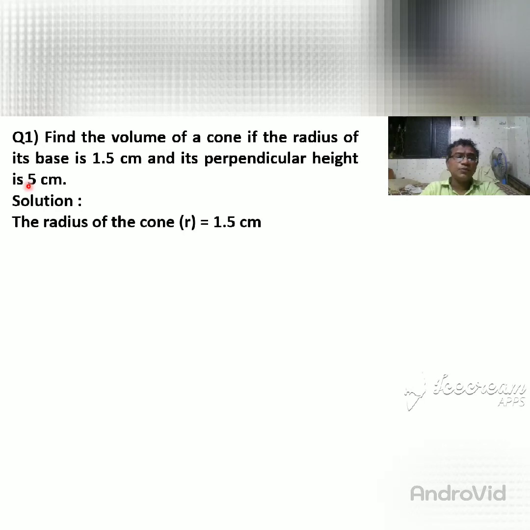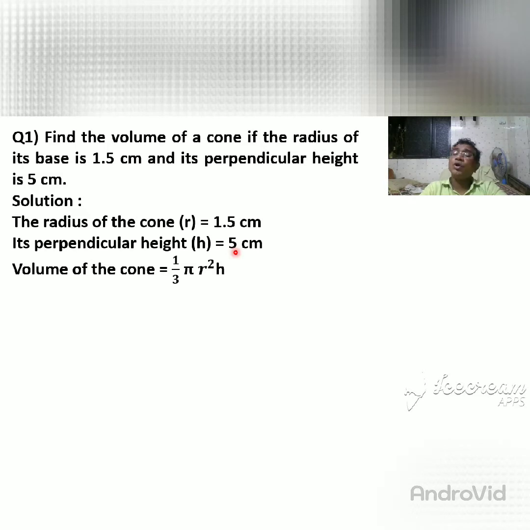Okay. So solution. The radius of cone r is equal to 1.5 centimeter. This is given information. Then perpendicular height is given 5 centimeter. So what do you want to find out? You want to find out volume. So in the paper you first write what is given. Given is radius of cone 1.5 centimeter, perpendicular height 5 centimeter. Volume of cone is 1 upon 3 pi r square h.